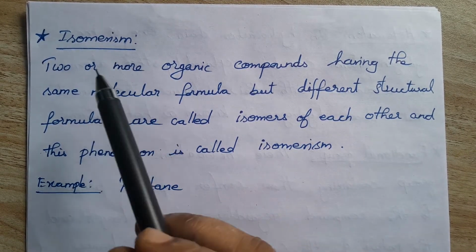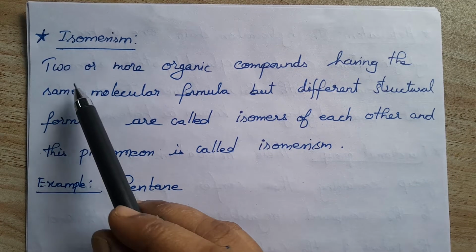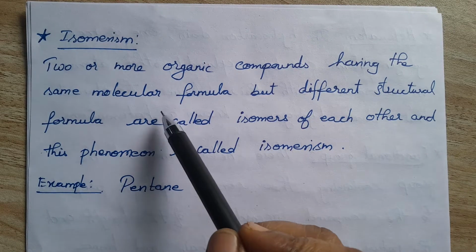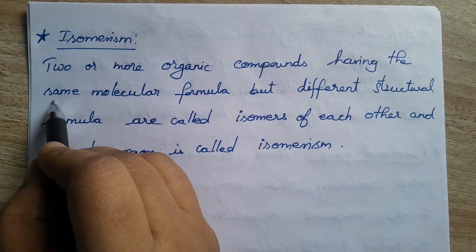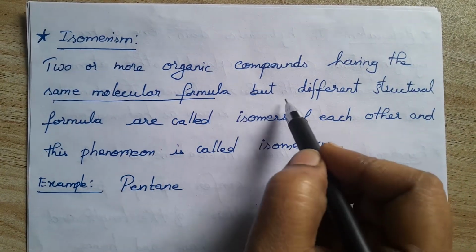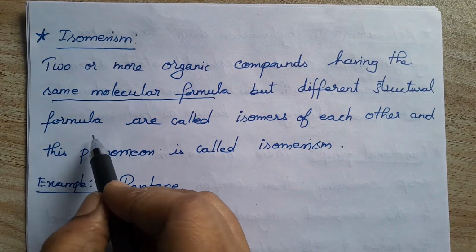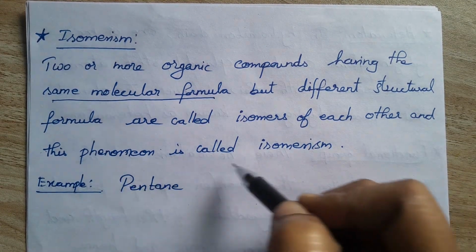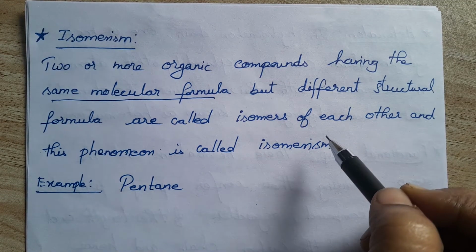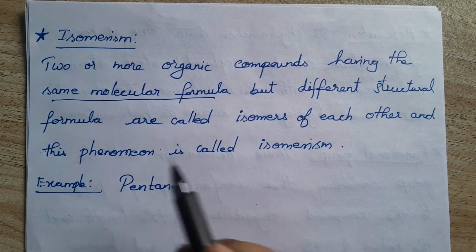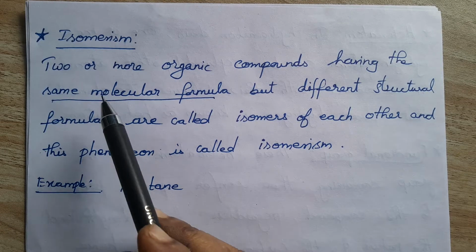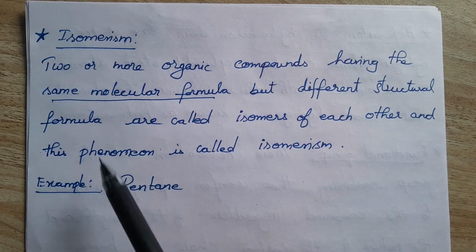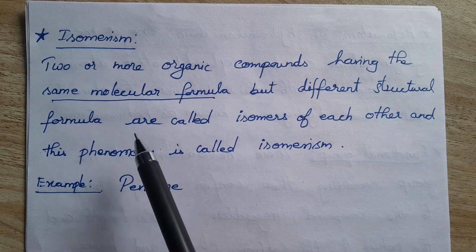Isomerism. Okay, what is meant by isomerism? If two or more organic compounds have the same molecular formula but different structural formulas, they are called isomers of each other, and this phenomenon is called isomerism. They will have the same molecular formula but the molecular structure will differ.